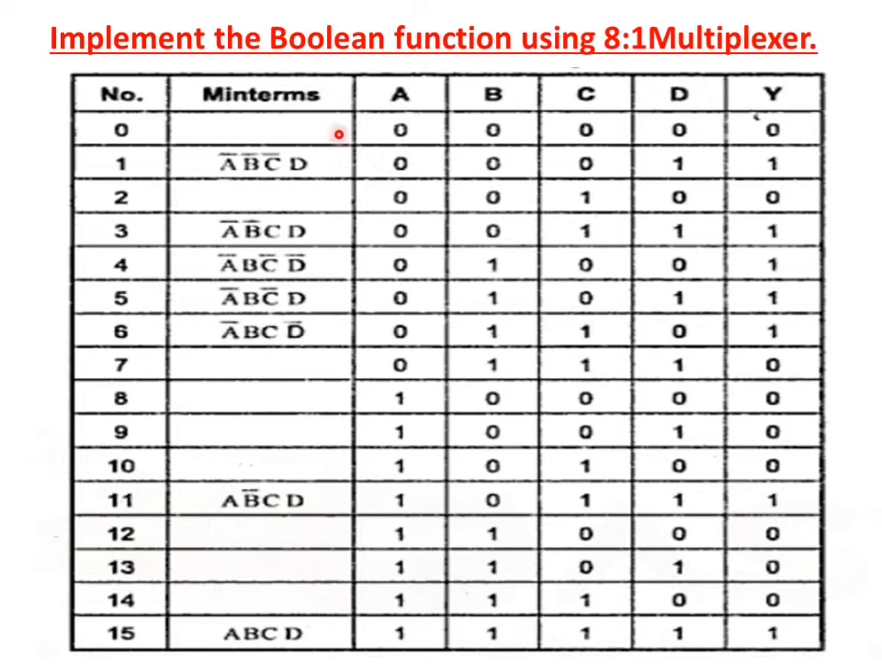This is the truth table representation. So for the corresponding minterms, we are writing high output. So these are the 4 variables. 16 combinations we made, 0 to 15. So these are our minterms, the output minterms. For the corresponding minterms, we are writing 1 in the output column.